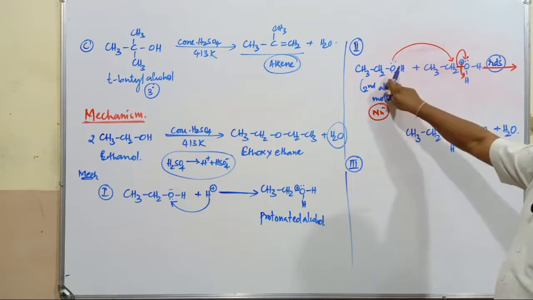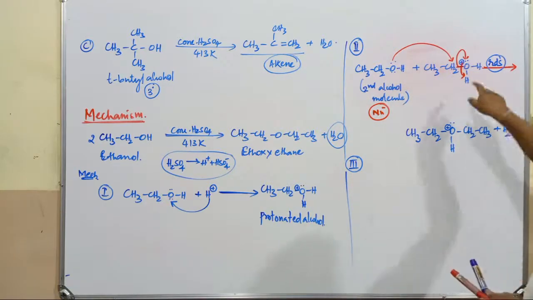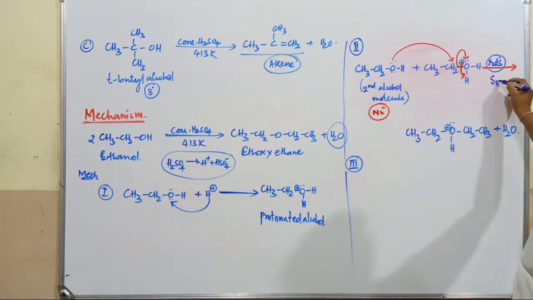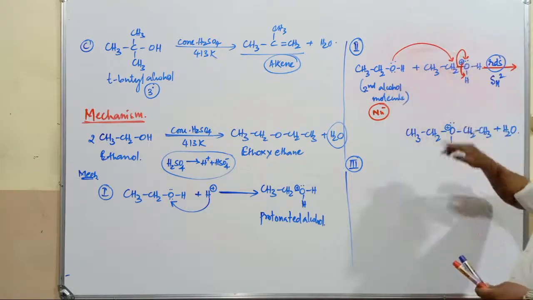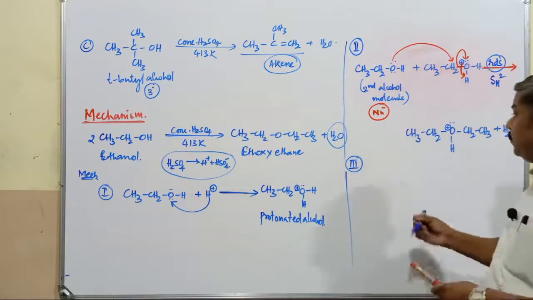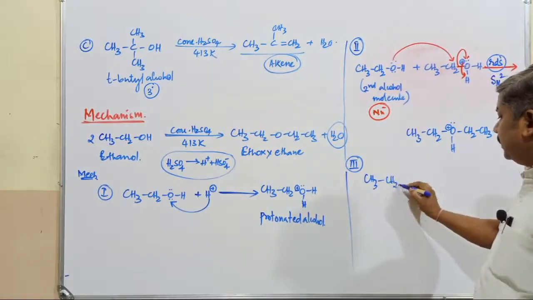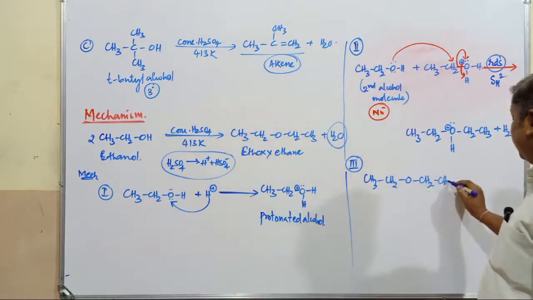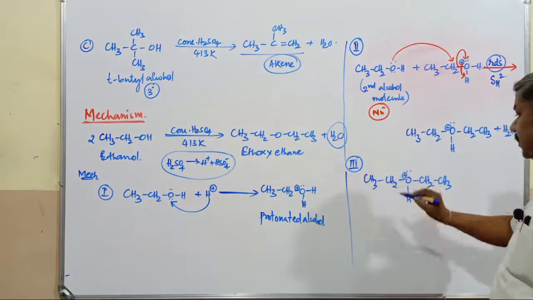Increasing the concentration of this one or of this one definitely increases the rate of reaction. So this is RDS, and it follows what? The SN2 mechanism, because the attack of this nucleophile takes place from the backside after the elimination of the water molecule. Third step, what happens here? This is CH3, I am writing this molecule here, CH2, next one oxygen, CH2, next one CH3. This is OH.